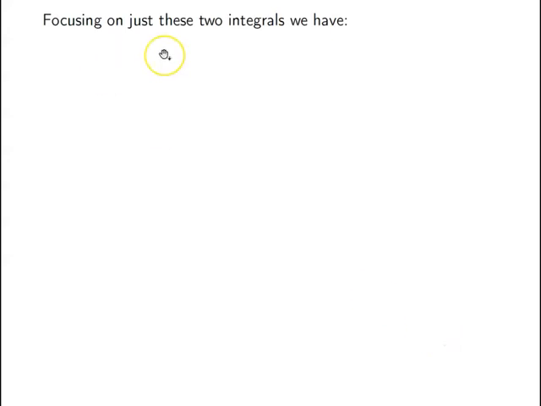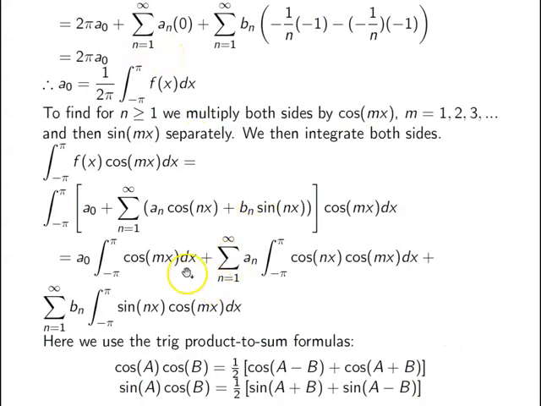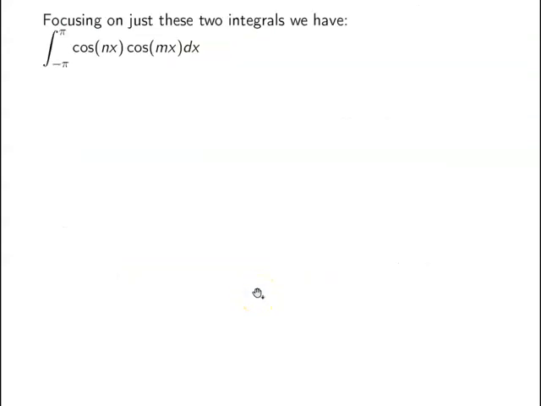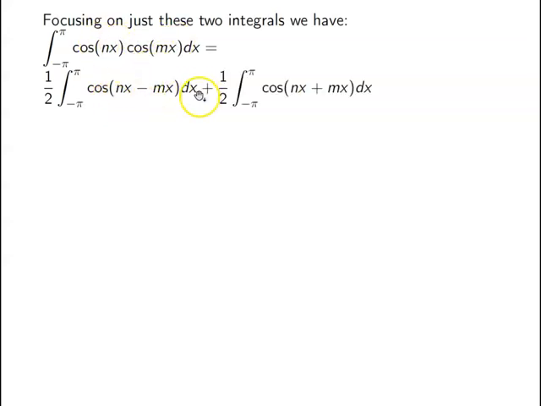So focusing on just these two integrals that we have, on my right side, it's this integral, cosine n x, cosine m x, and sine n x and cosine m x. I'm just going to calculate these integrals. The first one, cosine n x, cosine m x, using the trig product to sum formulas, I can rewrite as 1/2 times the integral from negative pi to pi of cosine of the difference between those inputs, plus 1/2 times the integral of the cosine where I'm adding those inputs.